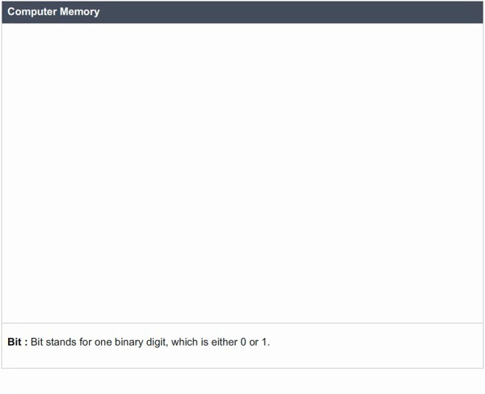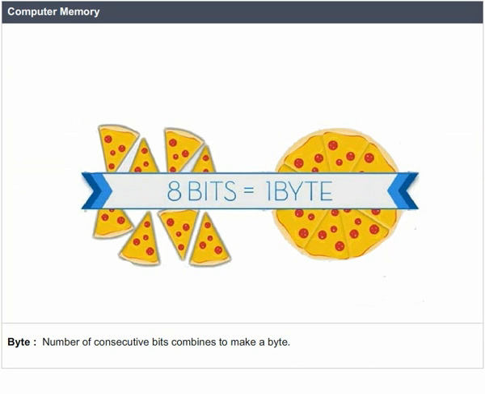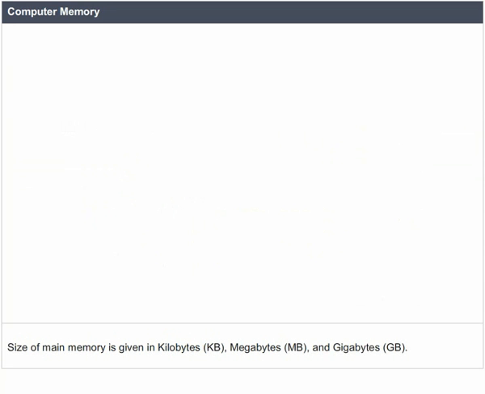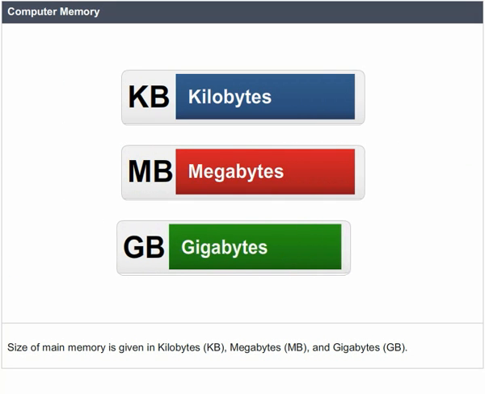Computer memory. Bit. Bit stands for one binary digit, which is either 0 or 1. Byte. A number of consecutive bits combine to make a byte. The most commonly used combination is of 8 bits. The size of main memory is given in kilobytes (KB), megabytes (MB), and gigabytes (GB).